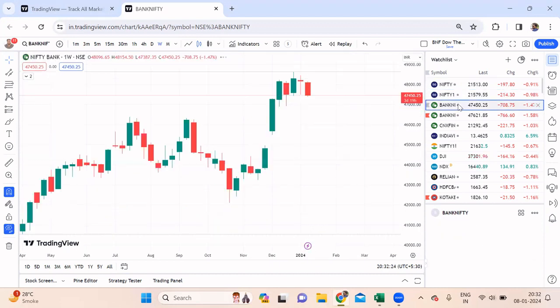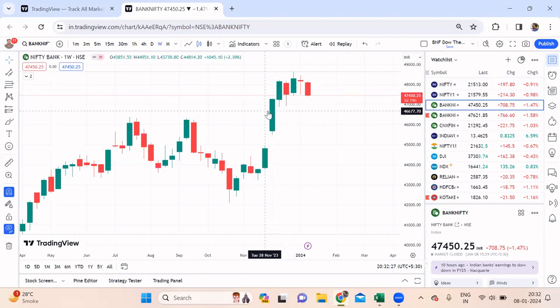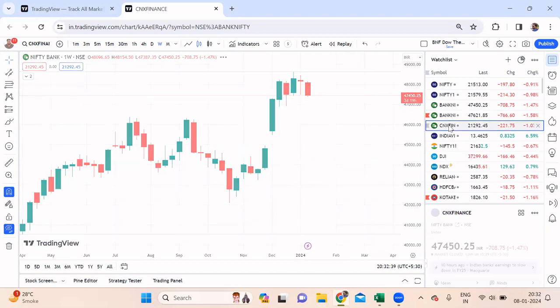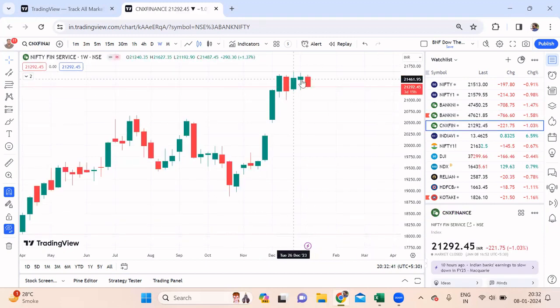But unlike that, if you look at Bank Nifty, finally today it just broke the low of this candle. So now the inside candle setup has finished. And then if you look at Fin Nifty, it is still under an inside candle. So what Nifty and Bank Nifty say is that they are planning to take a pullback.